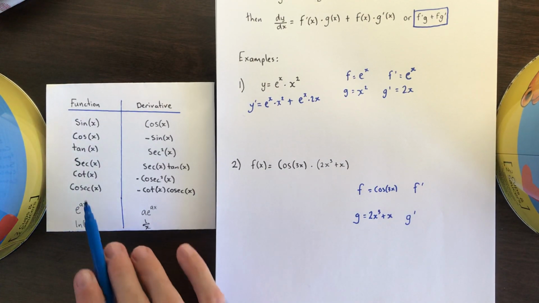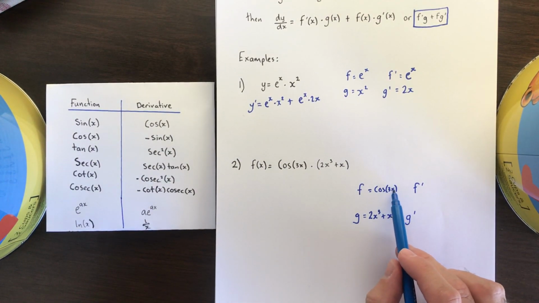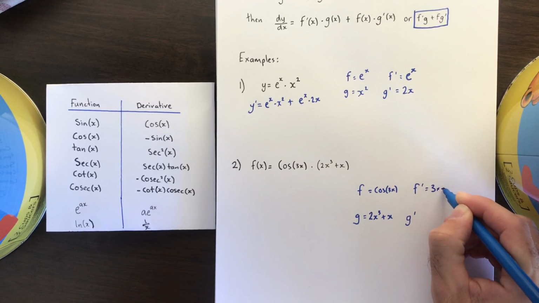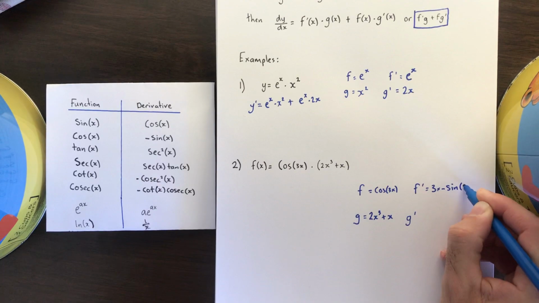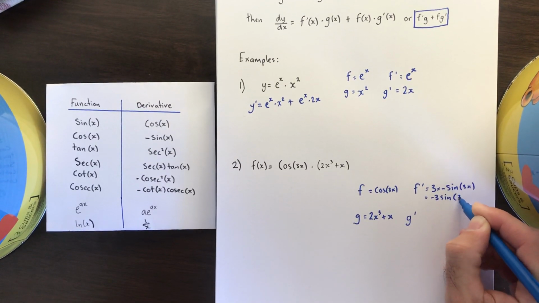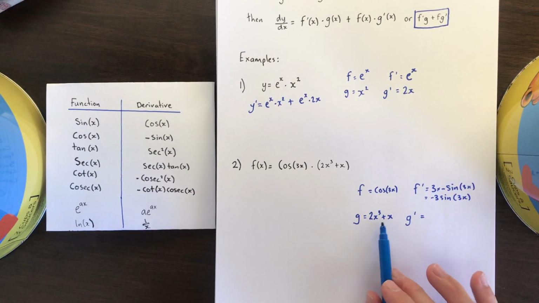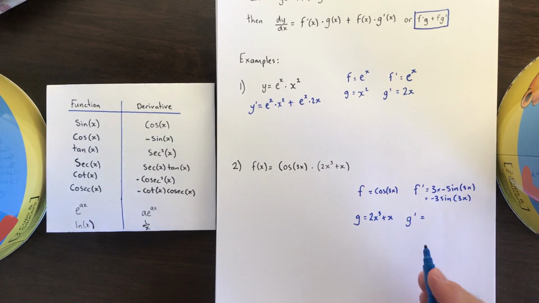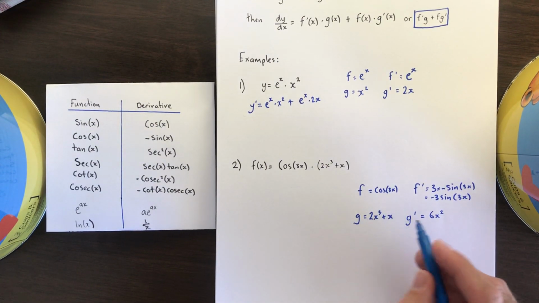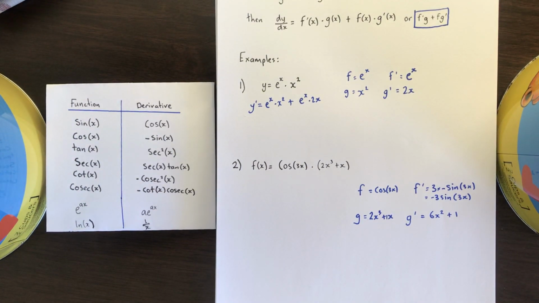So cos of 3x, cos goes to negative sine, and remember we have to multiply by the derivative of that inside bit. So it's going to be 3 times negative sine 3x, or in other words, negative 3 sine 3x. G dash, differentiating this, going back to just year 12 differentiation, it's going to be 6x squared, multiplied by 3 at the front, and x is going to become 1. It's like there's a 1x there, which becomes 1.